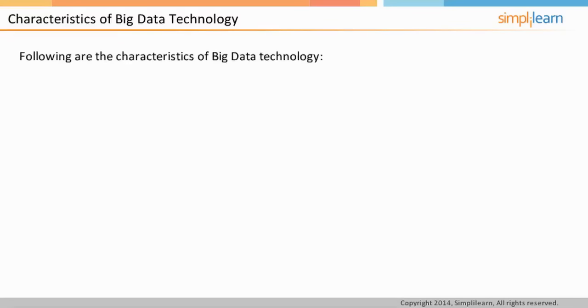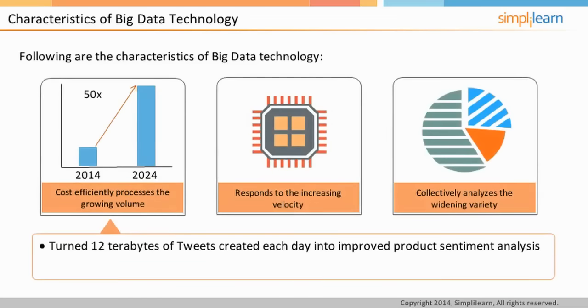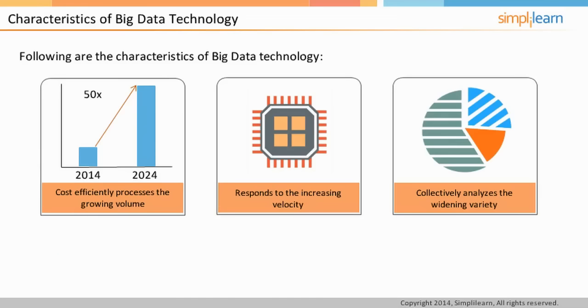In this screen, we will discuss the characteristics of big data technology. Big data technology helps to respond to the characteristics discussed in the previous screen. It helps to cost-efficiently process the growing volumes of data. For example, as per IBM, big data technology has helped to turn the 12 terabytes of tweets created daily into improved product sentiment analysis. It has converted 350 billion annual meter readings to better predict power consumption.